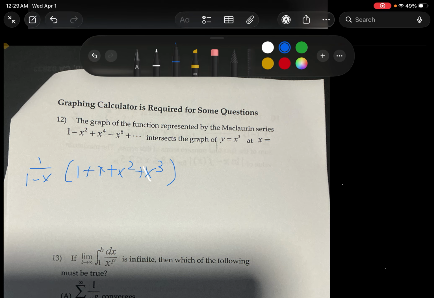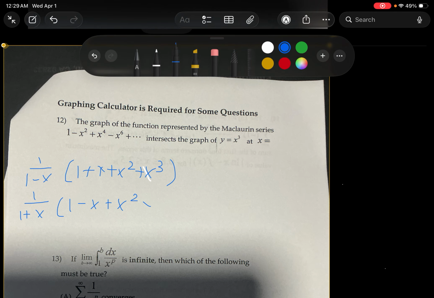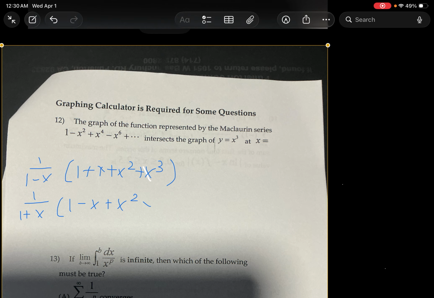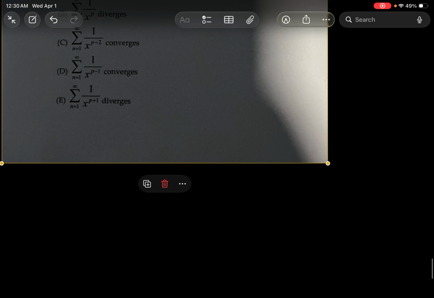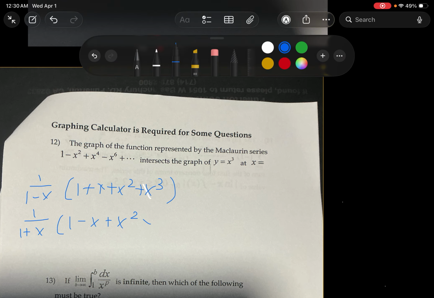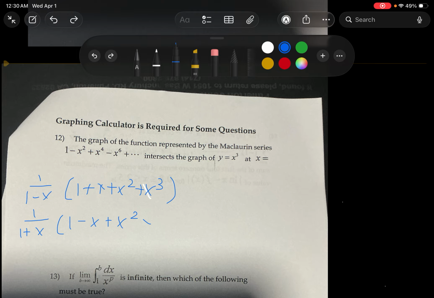So what do I notice here? It alternates, meaning that there's a plus sign that has been changed. 1 minus x plus x squared minus x cubed. There you go.